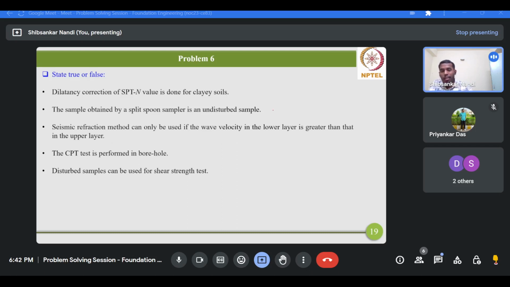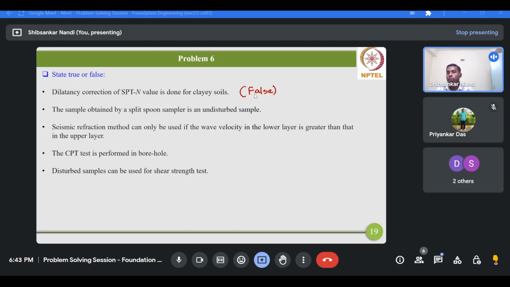Okay, so it's false. Why? Please go back to problem 1, because in problem 1 we have already discussed why dilatancy correction is required. Dilatancy correction is required only when the soil is fully saturated fine sand, and the corrected SPT value after overburden correction is greater than 15. Therefore, for clay soils, there is no need to go for dilatancy correction.